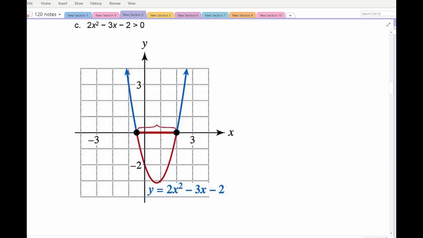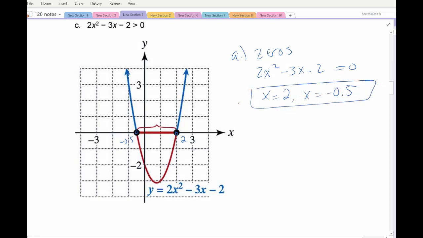Alright, so what you would do is you would use your graphing calculator and you go left to right. Again, we talked about how to find zeros on the calculator. So A is asking you to find your zeros. When is 2x squared minus 3x minus 2 equals 0? Well, there are two places, at x equals 2 and at x equals negative 1/2. Those are the zeros.